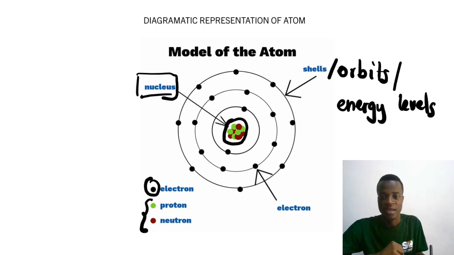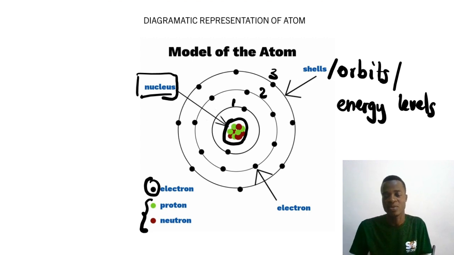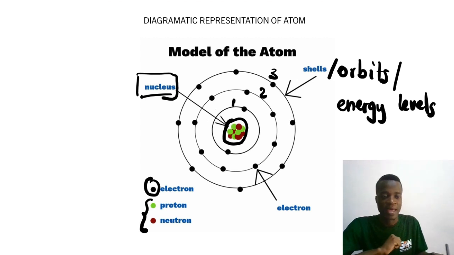So if you come to the shell, there's a shell that is closest to the nucleus. This is shell one, this shell two, and this is shell three. There is one closer to the nucleus, a second, a third one, a fourth one, and they all house the electrons. And then the nucleus houses both the neutrons and protons. These things can be counted: the number of electrons, the number of protons. So this is a diagrammatic representation, and we say shells are also called orbits or energy levels. That's it about the atom.